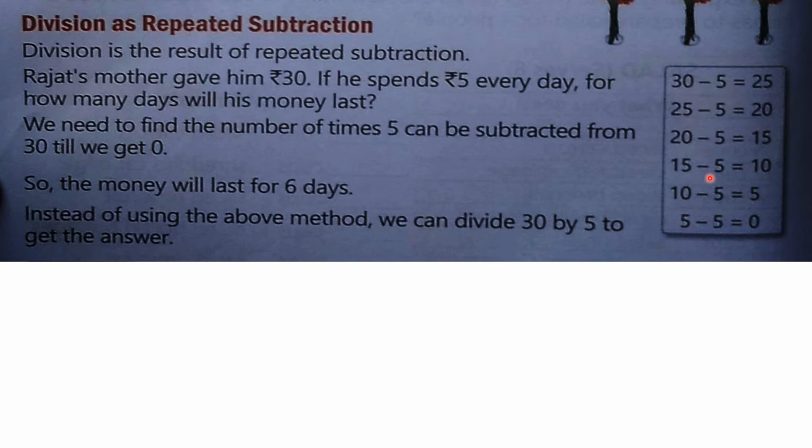So we can do it in this way also. Why are we subtracting 5? Because he has to use 5 rupees every day. So we are subtracting 5 each time. Got it? We will do this until our answer becomes 0. Got it? Okay, so next.